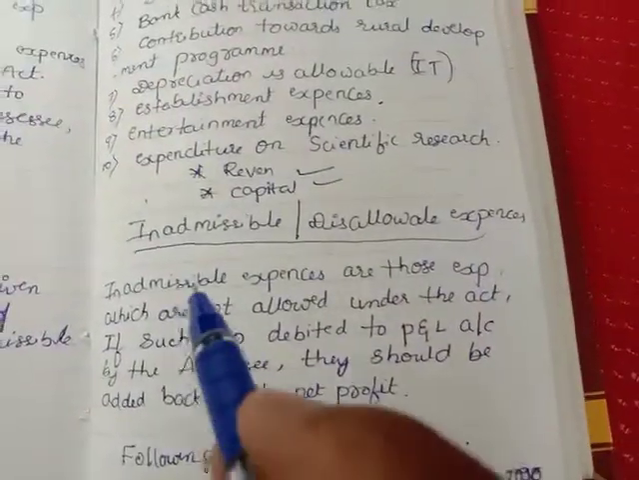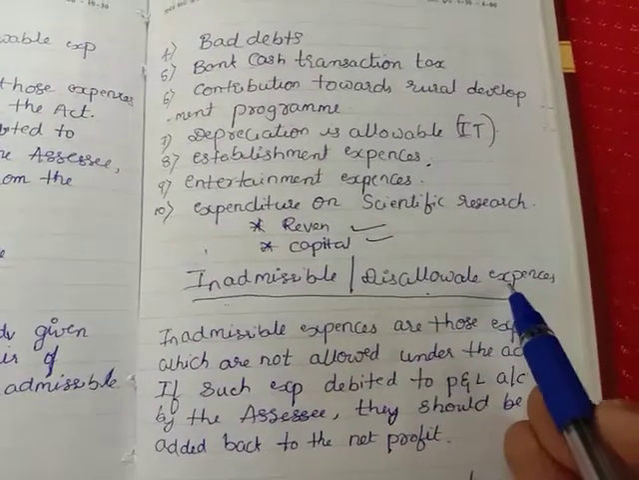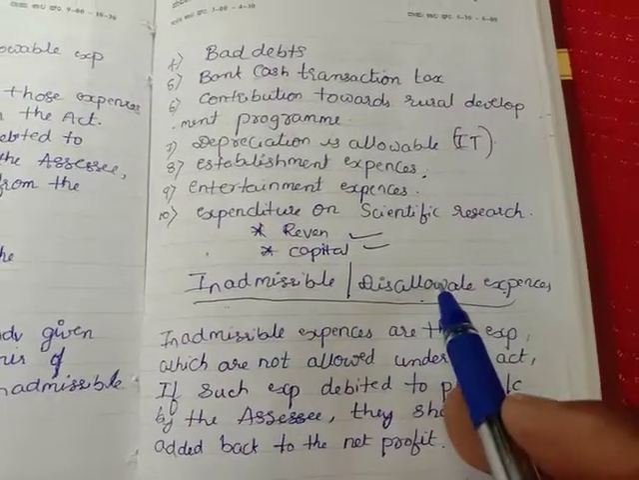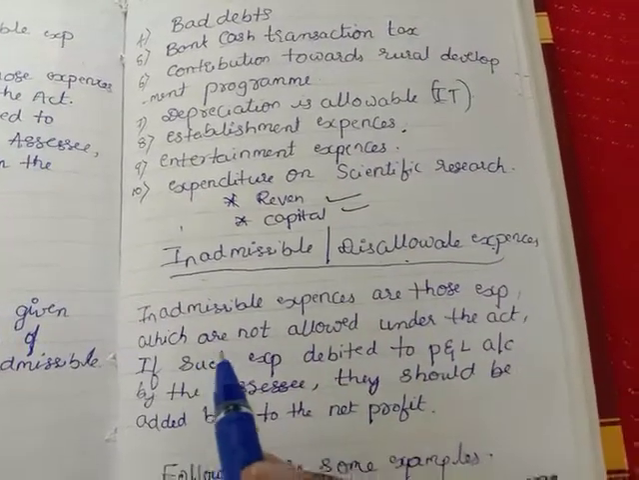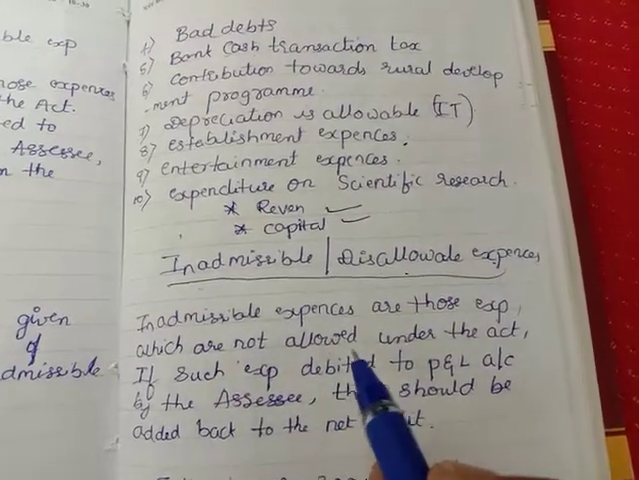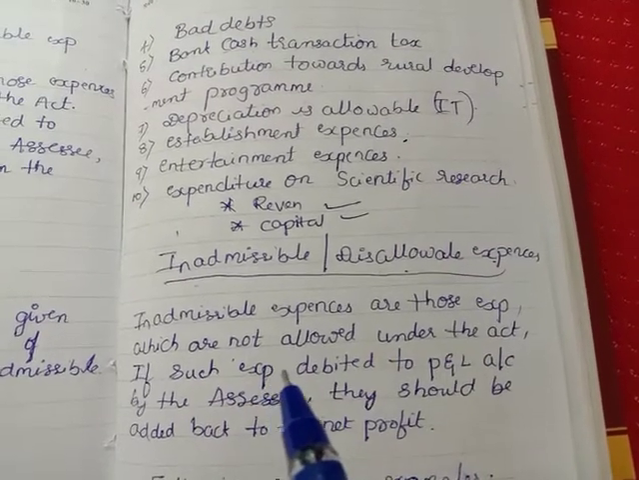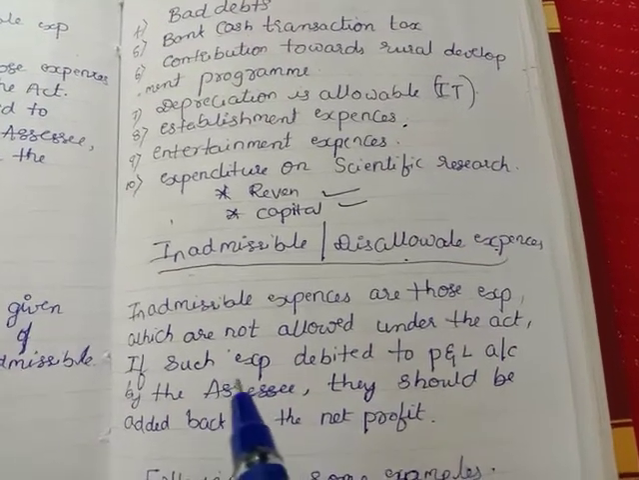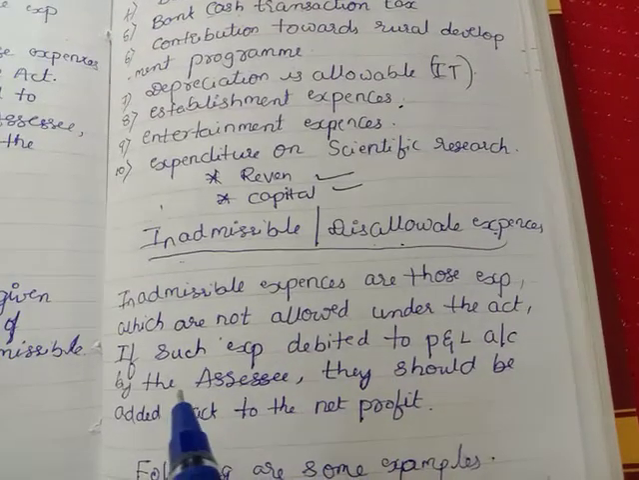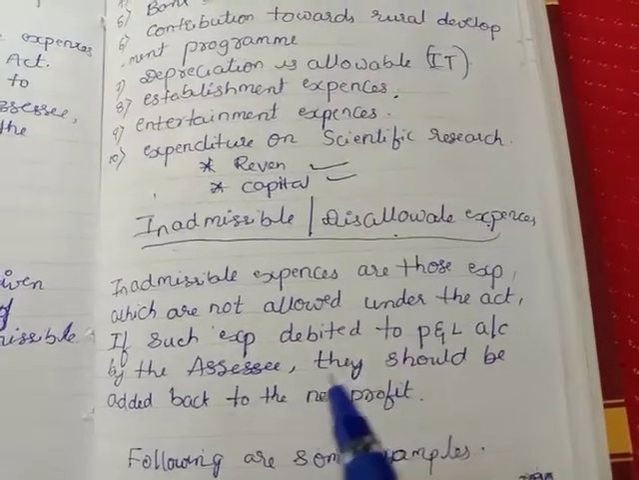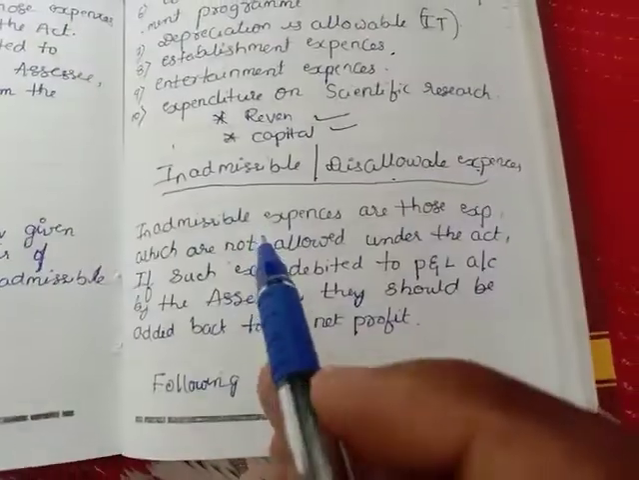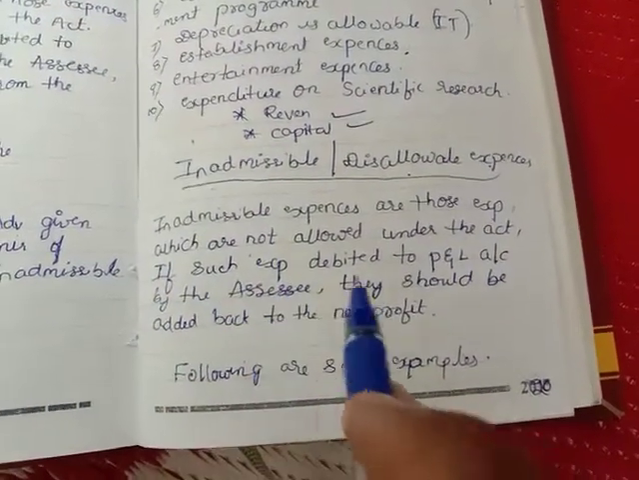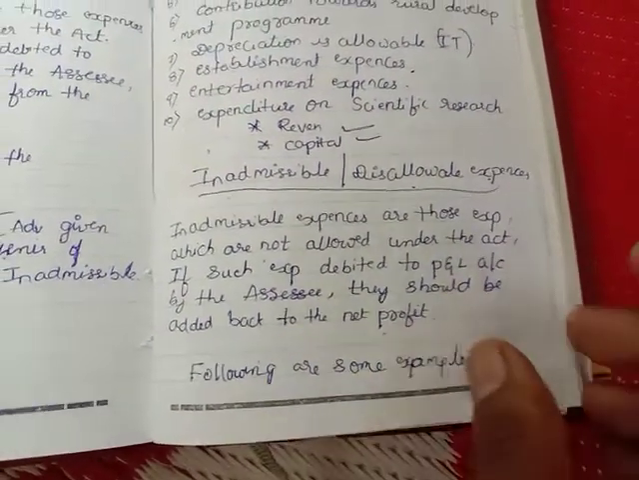Next concept is inadmissible or disallowable expenses. In both names we will call it. Inadmissible expenses are those expenses which are not allowed under the Income Tax Act. If such expenses are debited to the profit and loss account by the assessee, they should be added back to the net profit. Here, admissible expenses we should deduct, but in case of inadmissible expenses we should add them back to the net profit. The following are some examples.